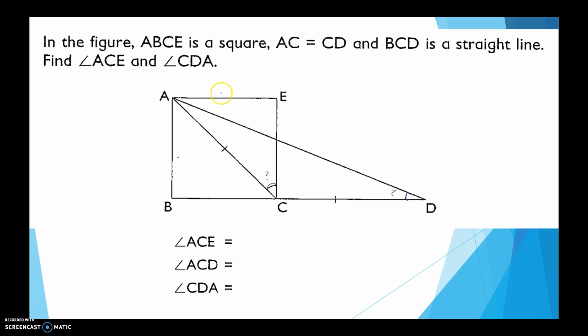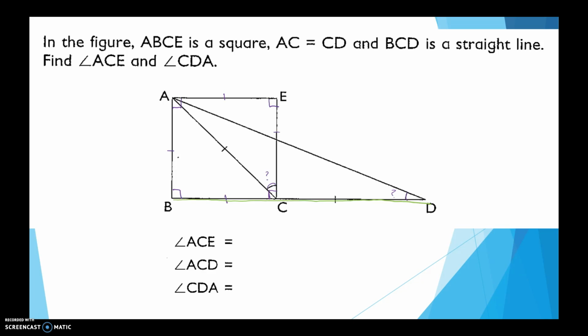ABCE is a square. Well, if it's a square, we know that all of those sides are equal. We know that the angles are all 90 degrees. So when we're looking at this figure right here, this angle is 90 degrees, and this entire angle is 90 degrees. Let's see, BCD is a straight line. Let's go ahead and mark that. This is a straight line. That's going to help us, I think, in the future.